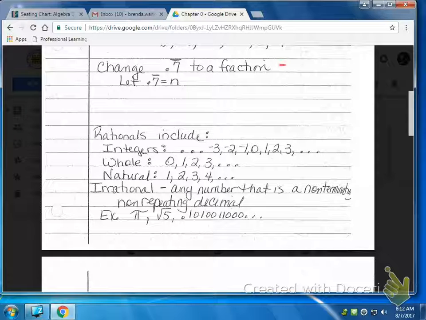Okay, well, now here's the deal. You guys are in Algebra 1. So I'm going to show you how that happens. It happens like this. You see where I say there, let 0.7 repeating equal n? I'm going to do this. I'm going to take both sides times 10.